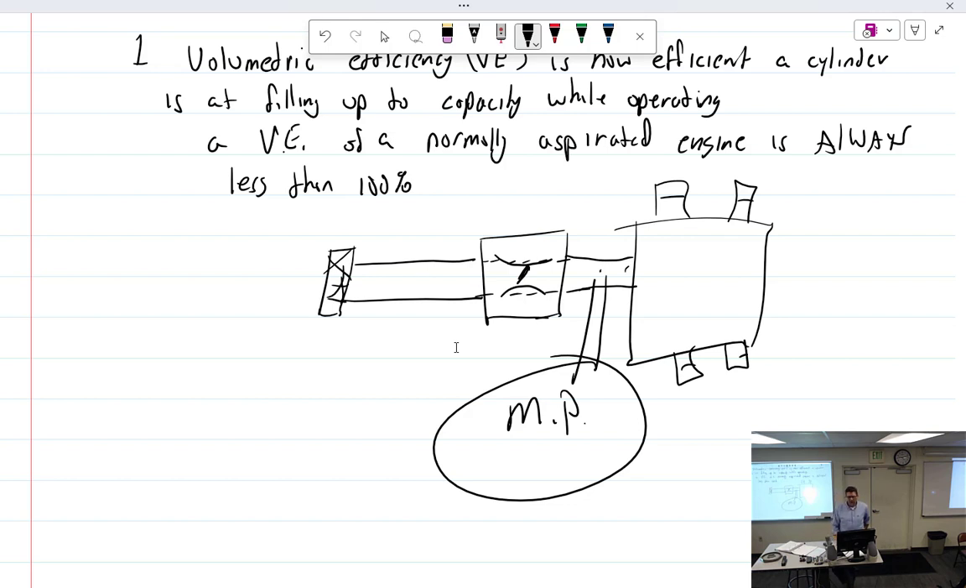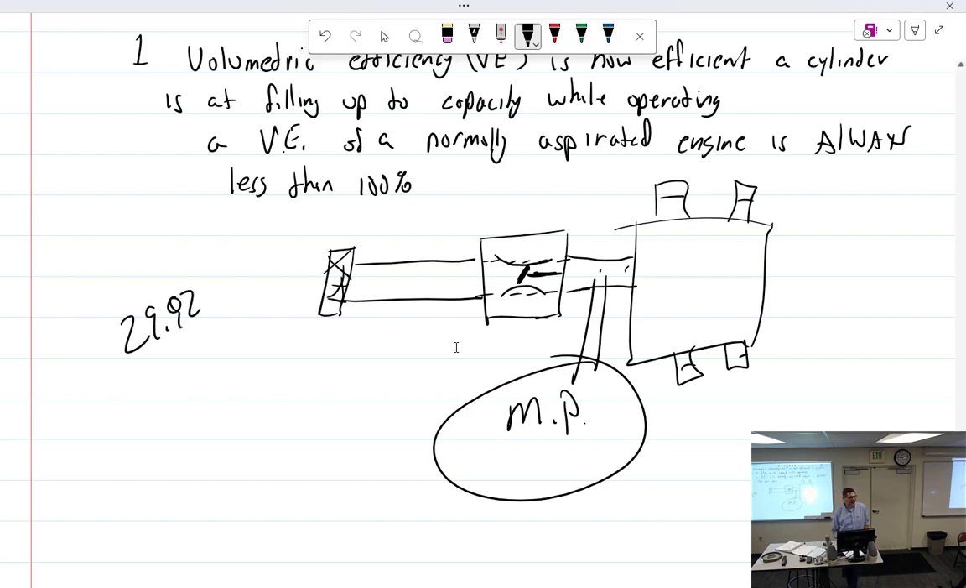And then at some point, as we open the throttle plate, we'll see that manifold pressure go up, up, up, and up. And then we'll get to a point where we put the throttle plate wide open. And let's just say our atmospheric pressure is, you guys know, you've had this, Phil. What is normal atmospheric pressure?